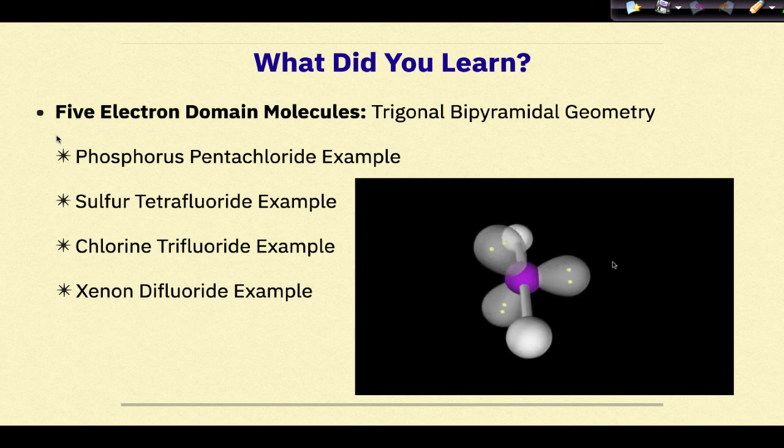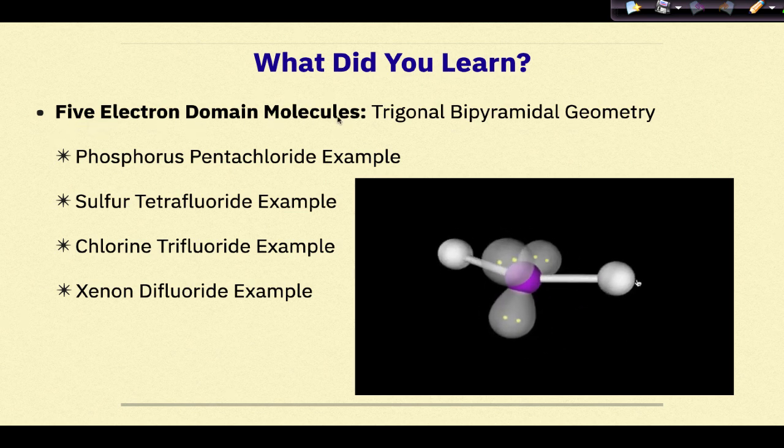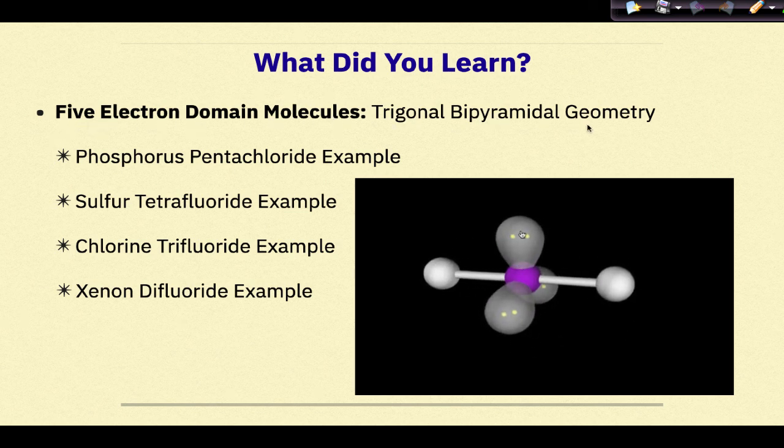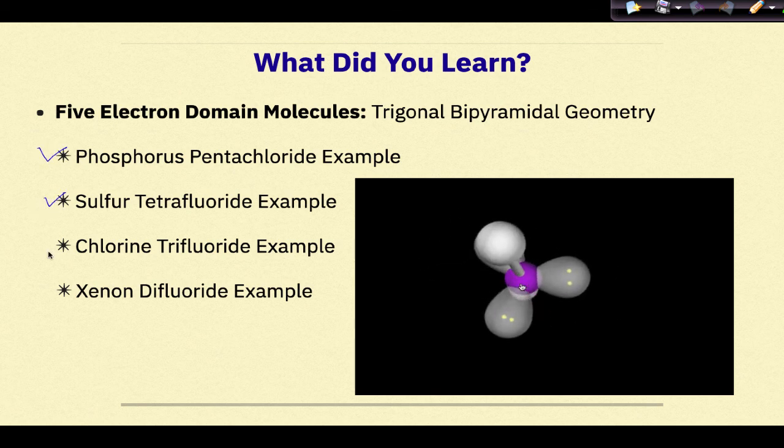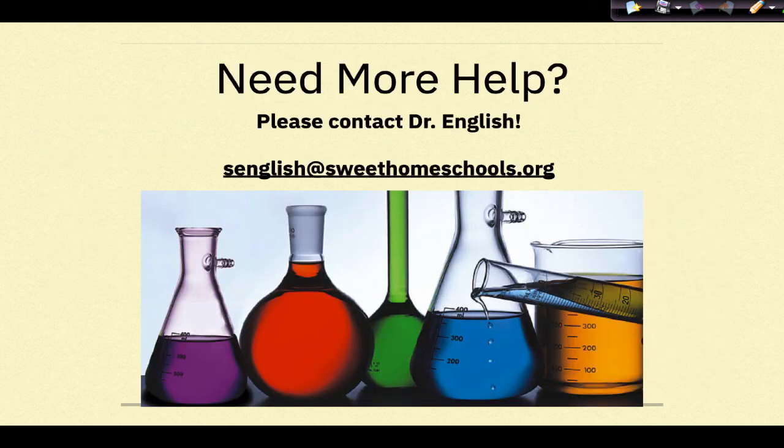So what did you learn? We looked at the 5 electron domain molecules with a trigonal bipyramidal geometry: phosphorus pentachloride, sulfur tetrafluoride, chlorine trifluoride, and xenon difluoride.